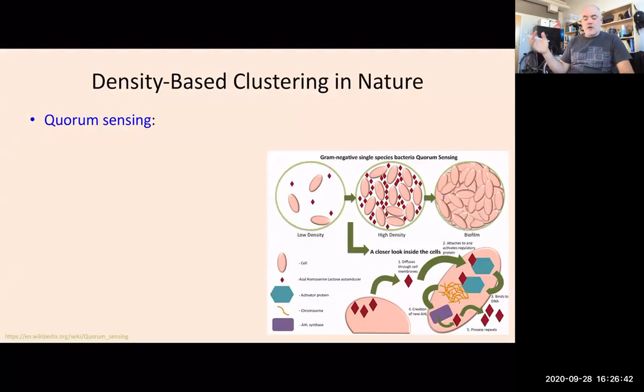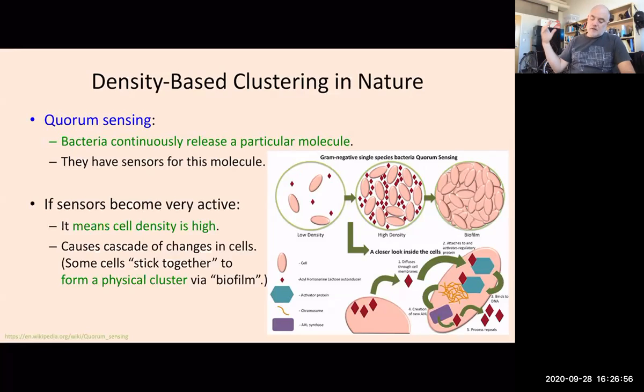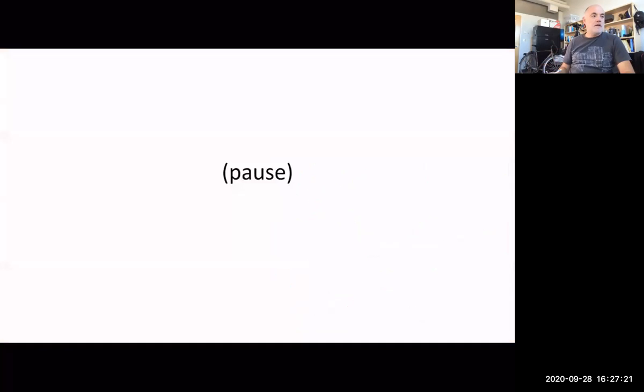So nature uses things that look a lot like density-based clustering. There's this thing called quorum sensing, where bacteria release a particular molecule, and they have sensors for this molecule. And if the sensors become very active, it means that the cell density is super high. And when they're very active, this can cause a cascade of changes in the cells, and they stick together or form a biofilm or a physical layer, right? That's literally physical objects clustering together in a density-based way, which is kind of cool. Questions at this point?